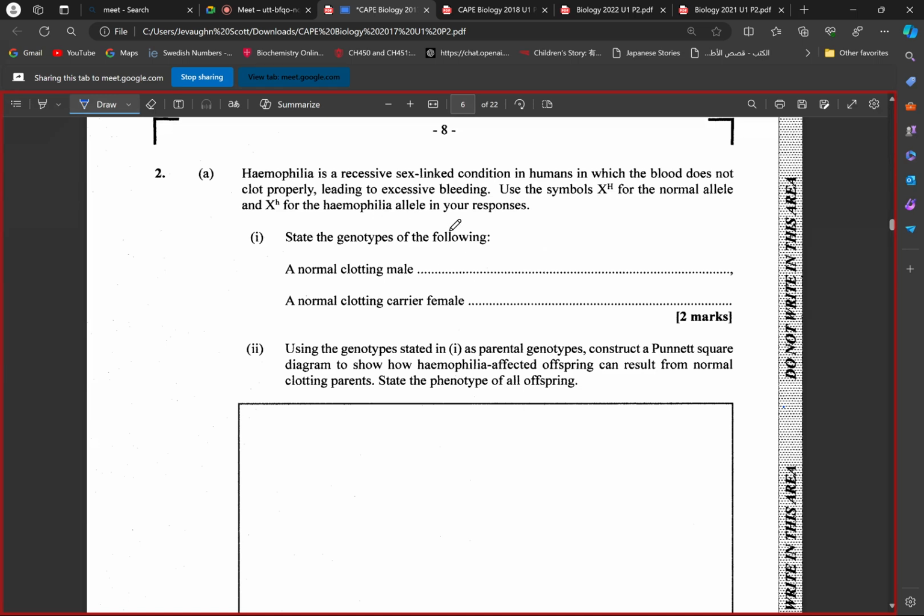Now, if we state the genotype for a normal clotting male, we're gonna have the normal X chromosome and the Y chromosome. So males are XY. A normal carrier female would be heterozygous. So that's the female carrier.